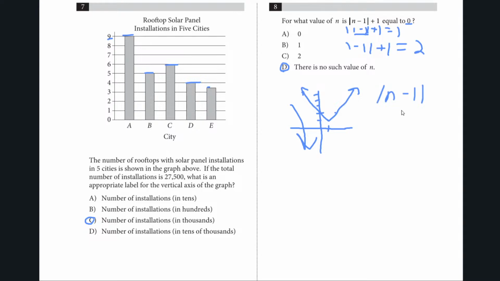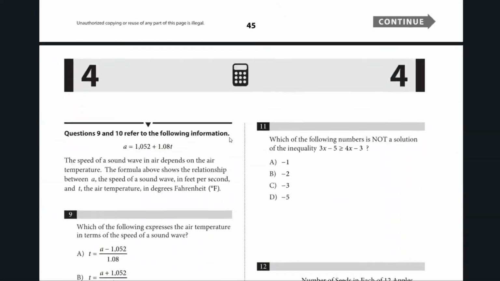I forget. A little forgetful right now. But there's a way of demonstrating just using the equation, without having to graph, that this will never equal 0. Can't seem to remember it now. Oh well. On to the next.